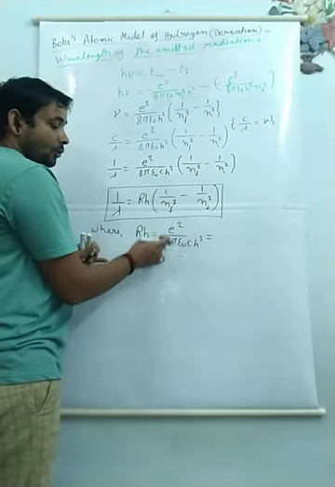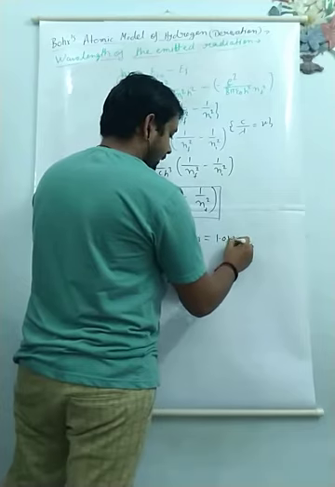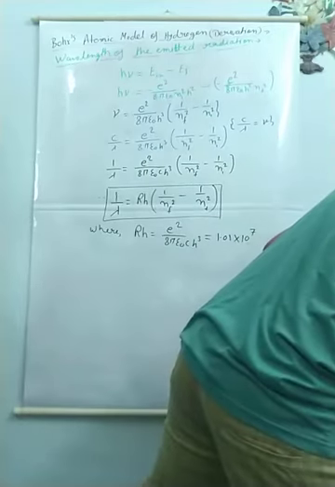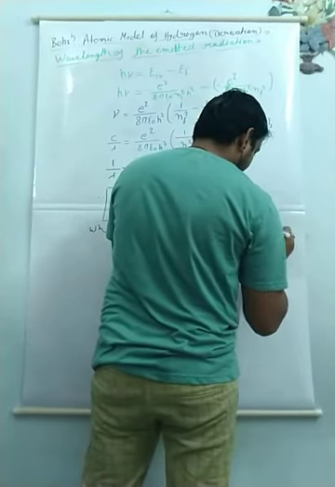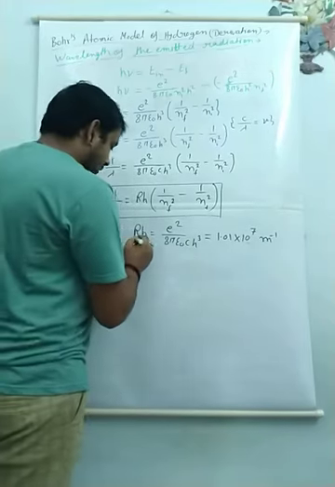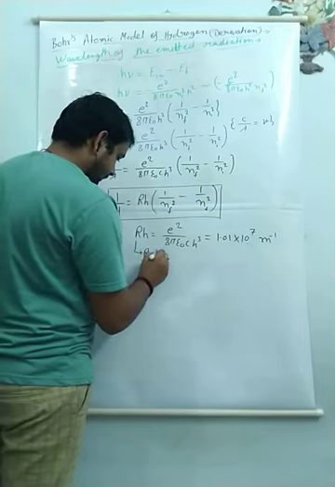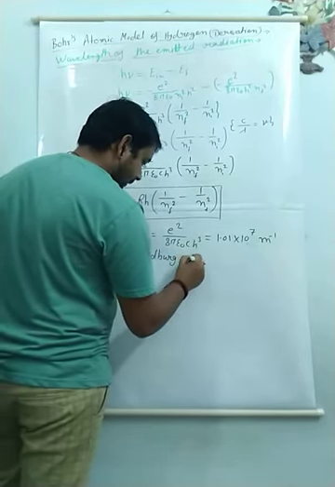When we put all the values, we get 1.01 into 10 to the power 7 meter inverse. This is a universal constant and known as Rydberg constant.